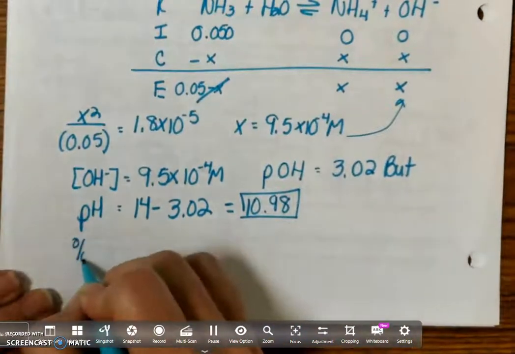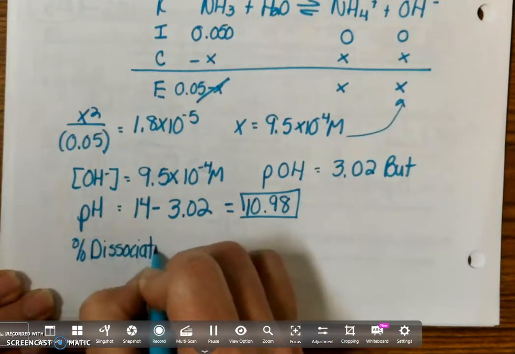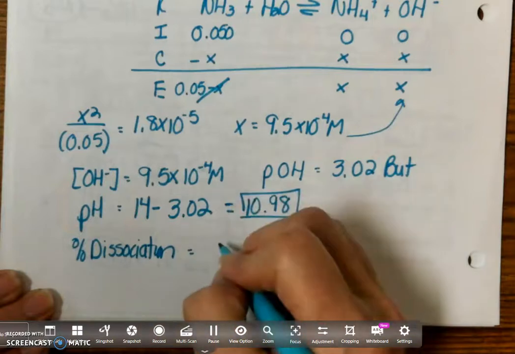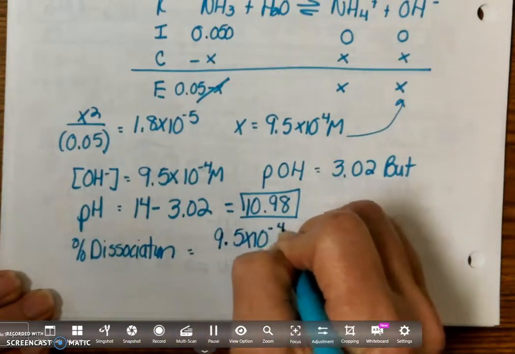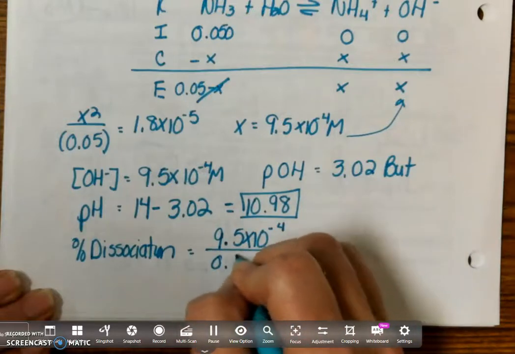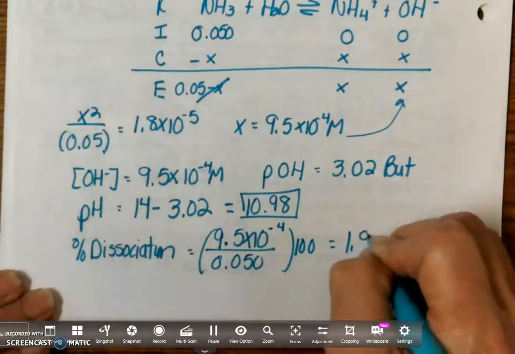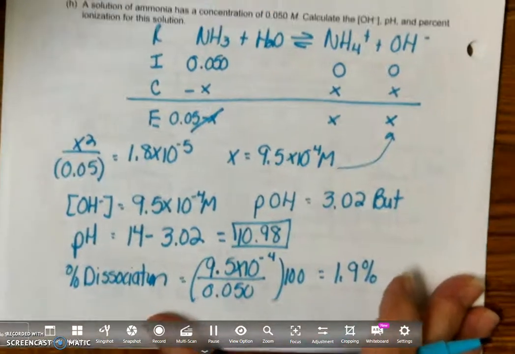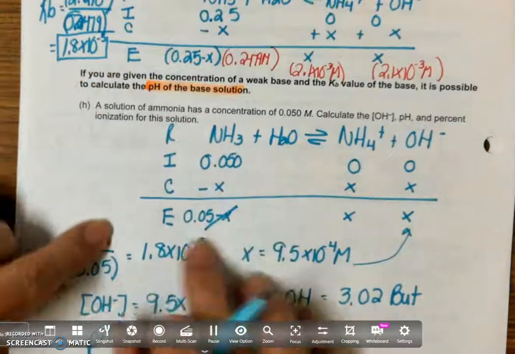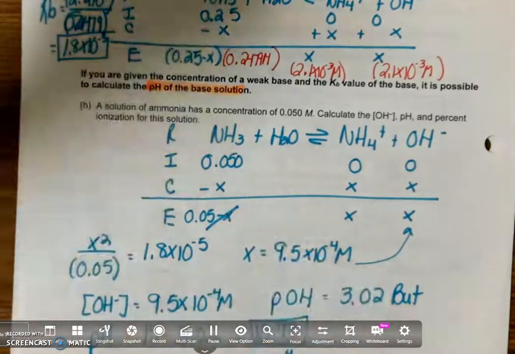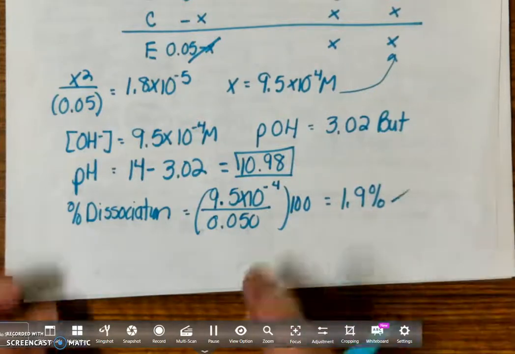Now, to find my percent dissociation of my weak base, I'm going to take my concentration of my hydroxide, or the amount ionized, divided by my original concentration, multiply by 100, I get 1.9%. That confirms the fact that I was able to get rid of this because my percent ionization is 1.9%, so that means that I was good to do that.